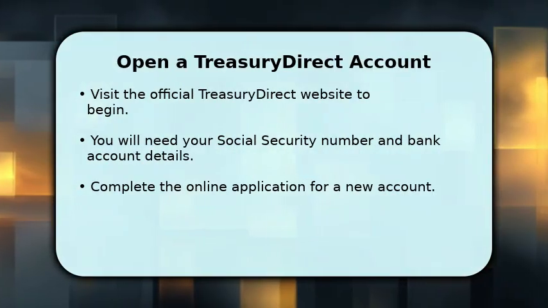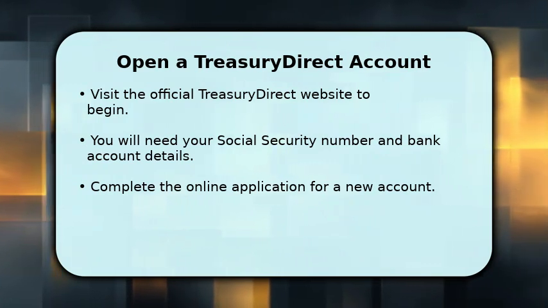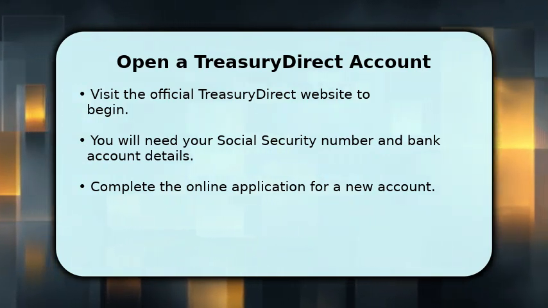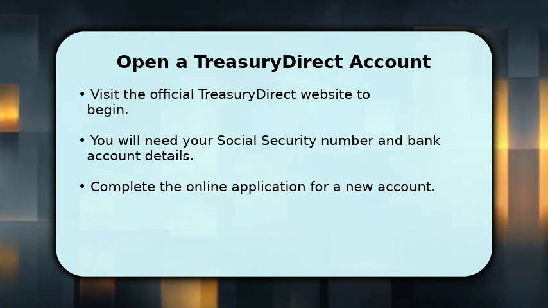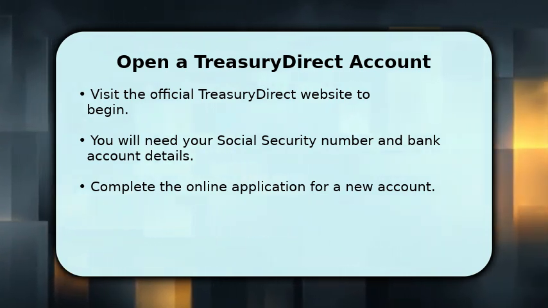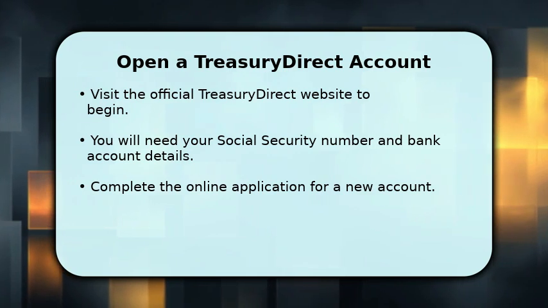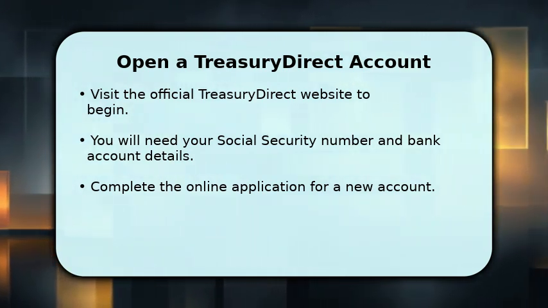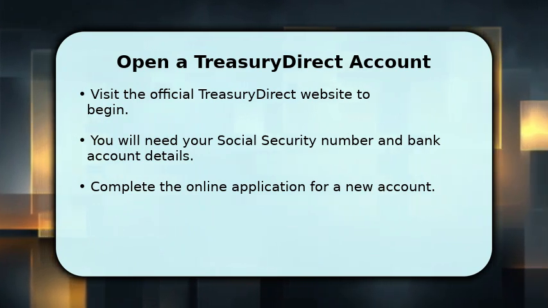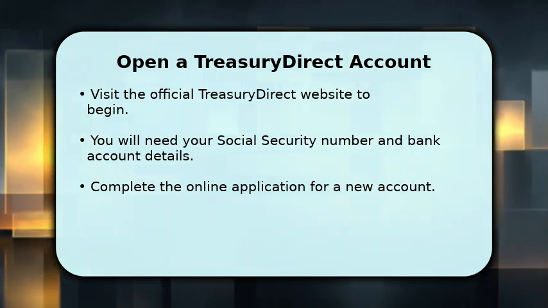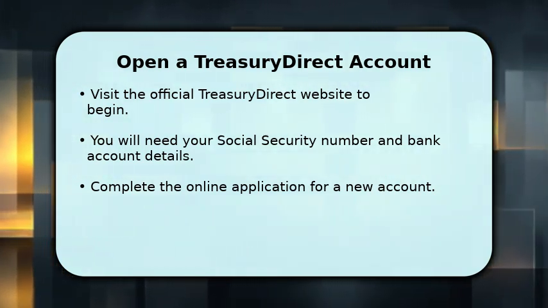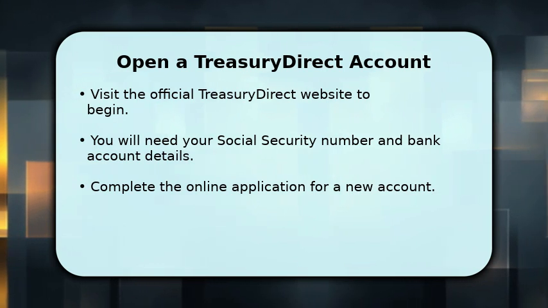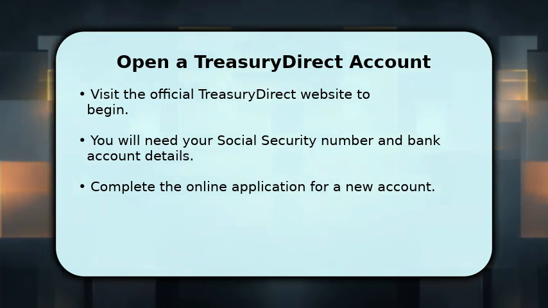The first crucial step is to open an account with Treasury Direct. This is the only place you can buy U.S. Treasury securities directly from the government. Navigate to their official website and look for the Open an Account section. You'll need your Social Security number, a valid U.S. address, and your bank account and routing numbers for electronic transactions. Follow the prompts to complete the application process.